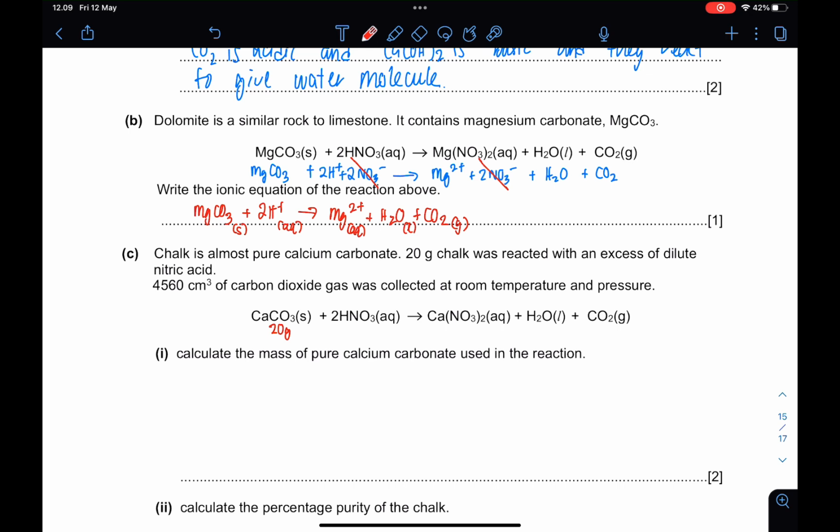Chalk is almost pure calcium carbonate. So 20 gram of chalk was reacted with excess dilute nitric acid. It means all the 20 grams is completely reacting, and the acid is in excess. If we want to put it in the equation, it is 1 mole, 2 moles, 1, 1, 1.